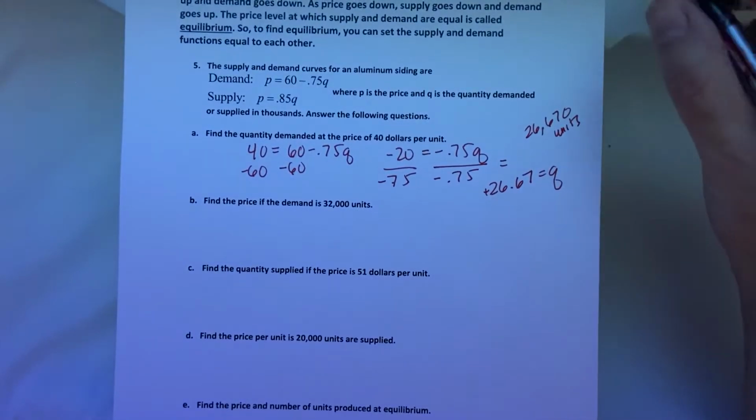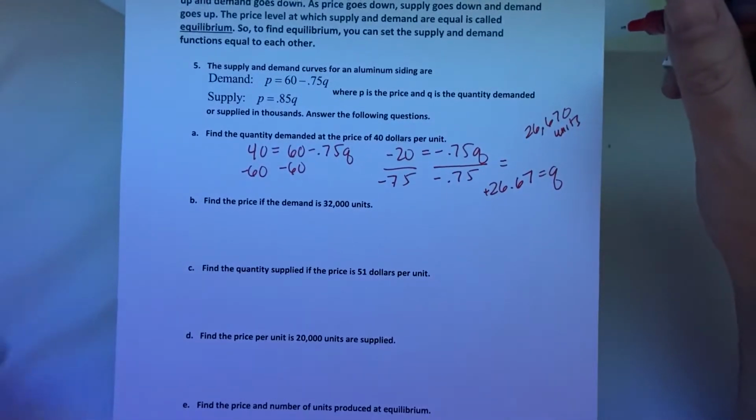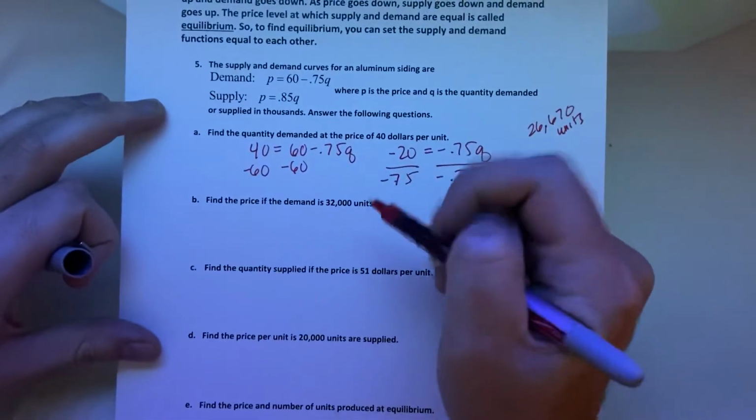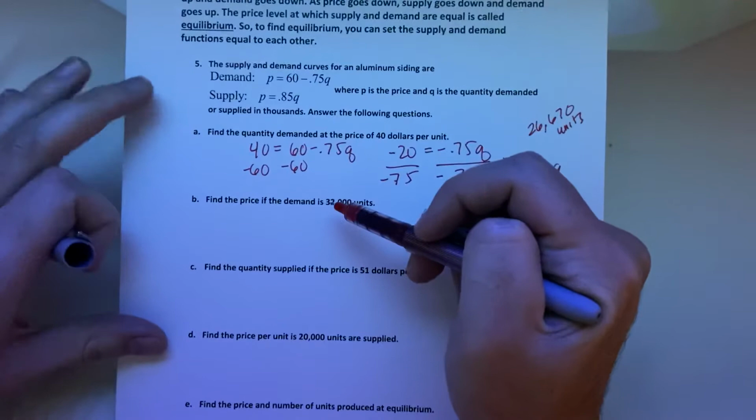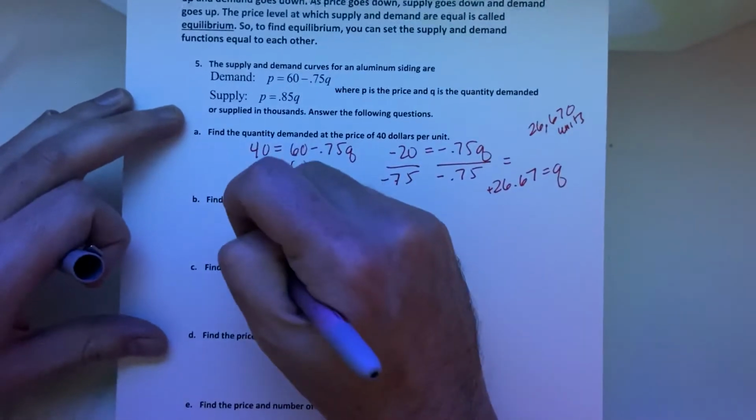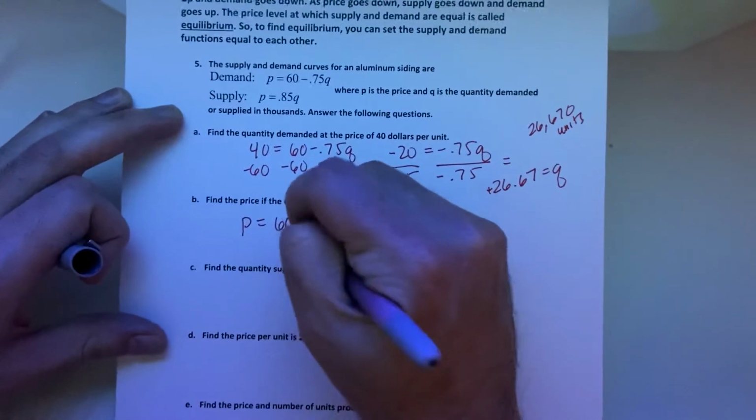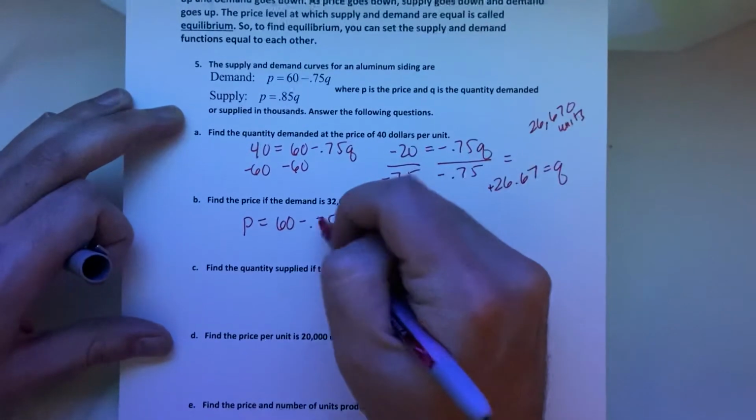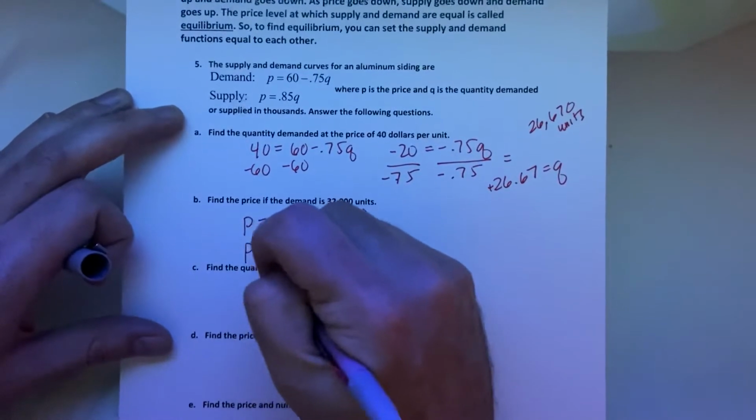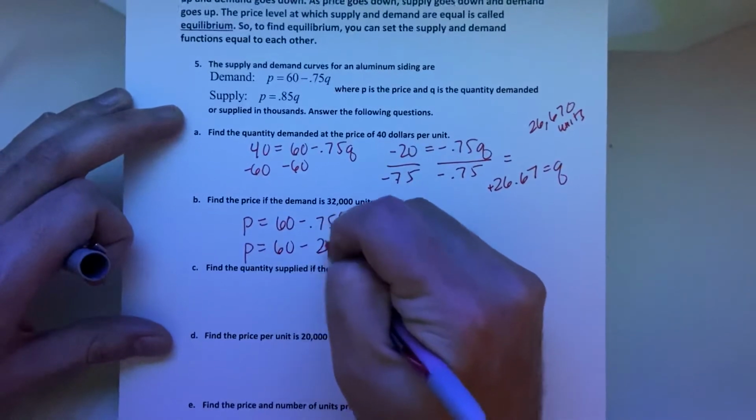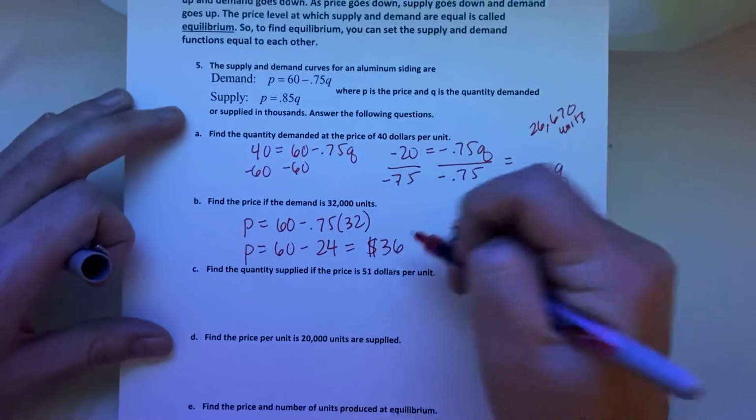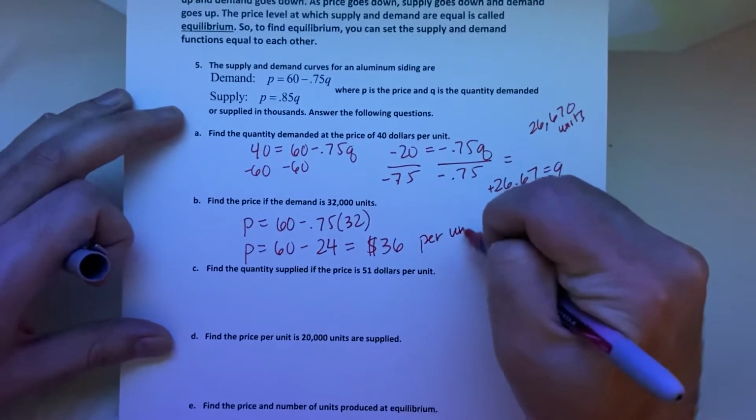Find the price and demand if demand is 32,000 units. So again, if there's 32,000 units, that means Q is really just 32. So price equals 60 minus 0.75 times 32. 3/4 of 32 is 24. 60 minus 24 is $36 per unit.